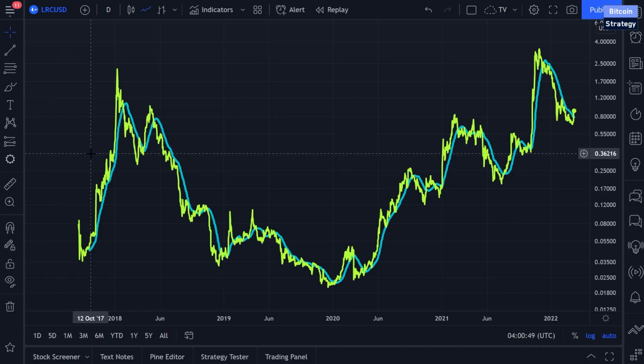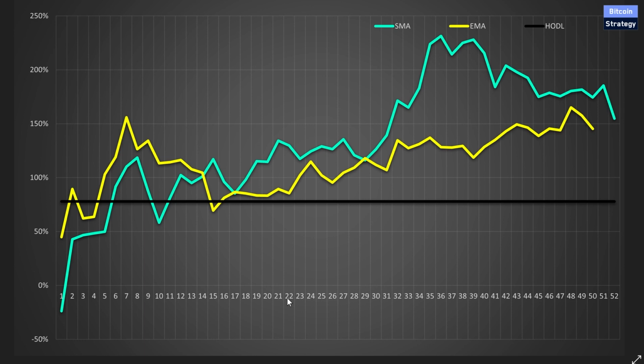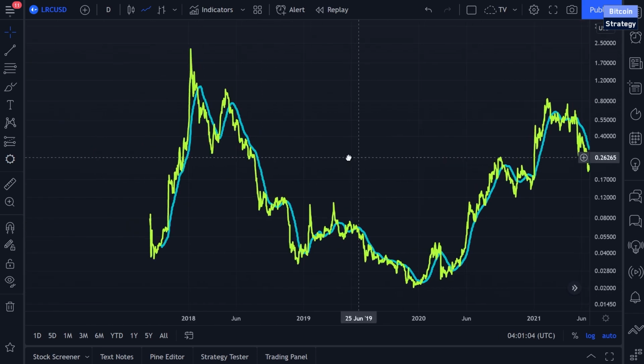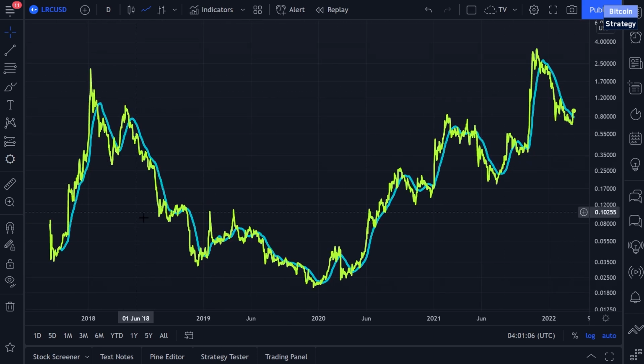So what is this backtest about? What is this simulation, this data all about? What are these charts here all about? The fundamental idea is that you want to time the market for volatile altcoins such as Loopring.